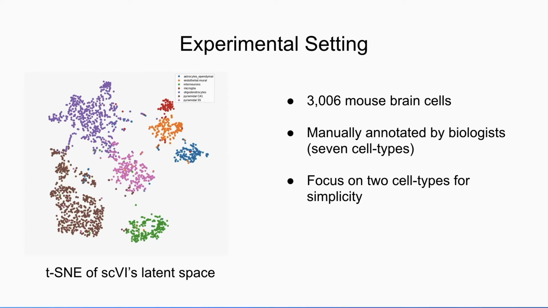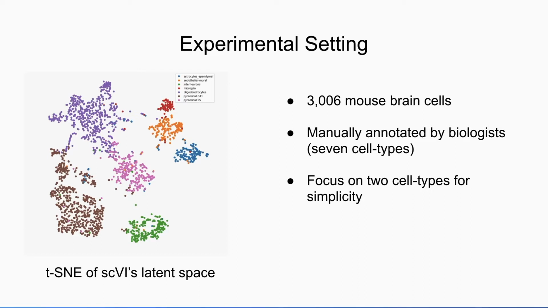So the experimental setting we chose was to work with a data set that comprehends 3,000 cells from a mouse brain that were manually annotated by biologists. So we've got 7 different cell types. And here you can see a latent embedding by the unsupervised method. And if you look closely at the clusters, there seems to be a lot of points that are misclassified. So that was what motivated the work in the first place.